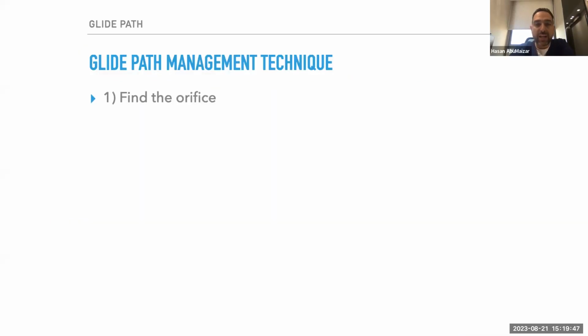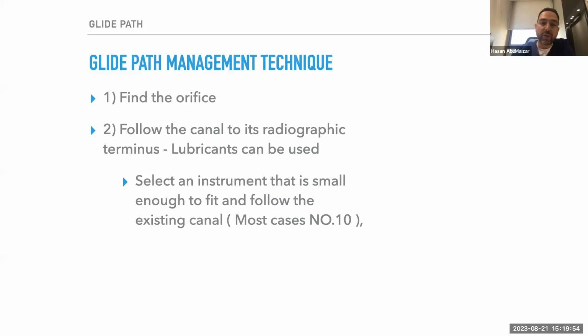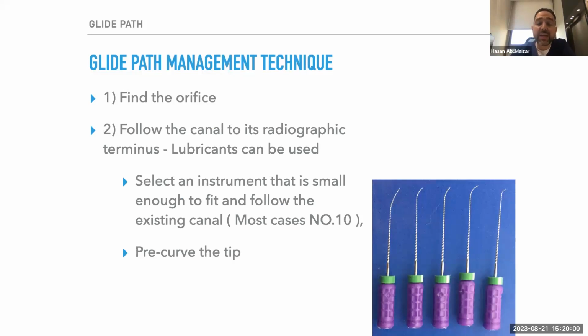First of all, as you all know, a glide path begins after finding the orifice, and then we follow the canal with files number 10. We can use lubricants if you want. It's recommended that we pre-curve the tips even for straight canals. Pre-curving the tip might help a lot in following any root canal anatomy, any curvatures.